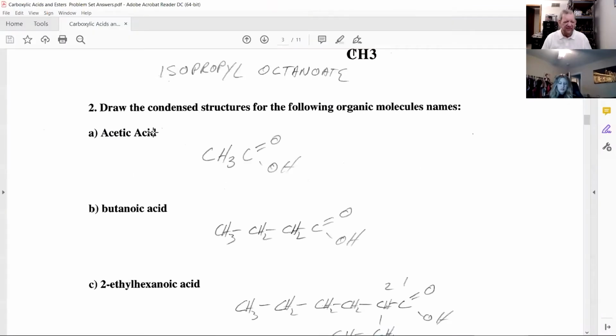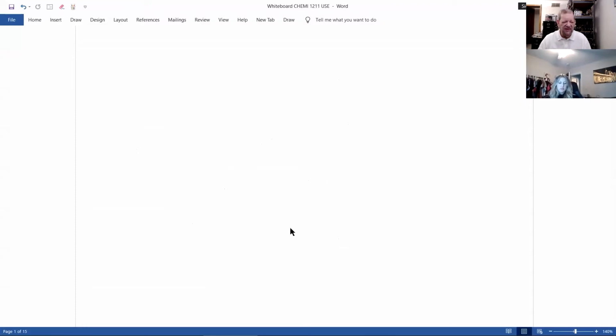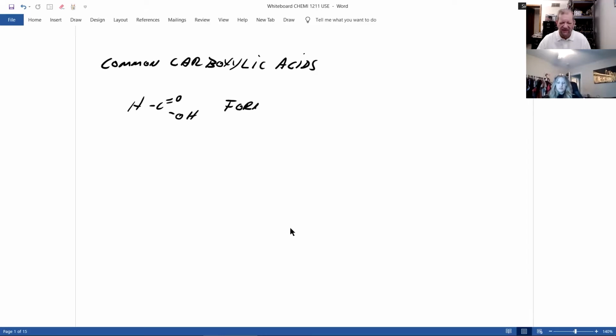All right, now, draw the condensed structures for the following organic molecules. Now, here you have to know both the common and the IUPAC names. And just to remind you, the only common carboxylic acids that I asked you to learn. This one is formic acid. That's the common name. The actual name would be methanoic acid, which nobody ever calls it, but formic acid, mixed with water and heated, is the defensive weapon of the fire ants.